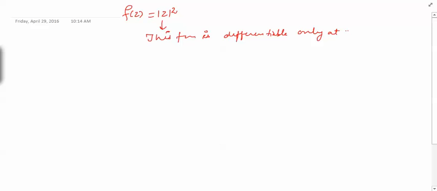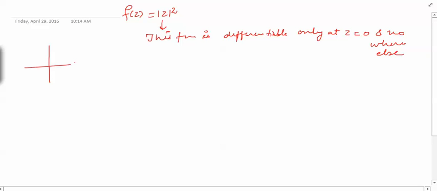f of z is equal to mod z square, right? We can prove that this function is differentiable only at z is equal to 0 and nowhere else. It means that we have a function from the complex plane to the complex plane, and this particular function is differentiable only at this point, and at every other point this is a non-differentiable function.